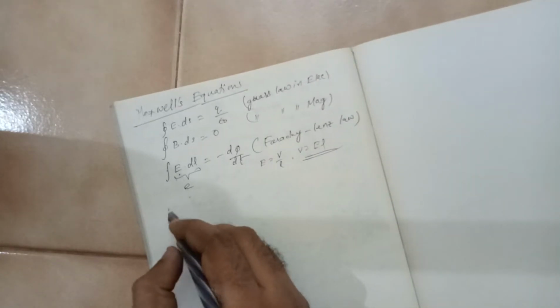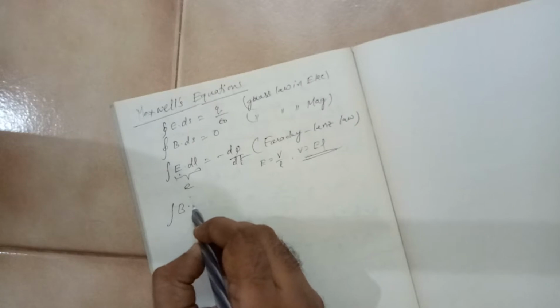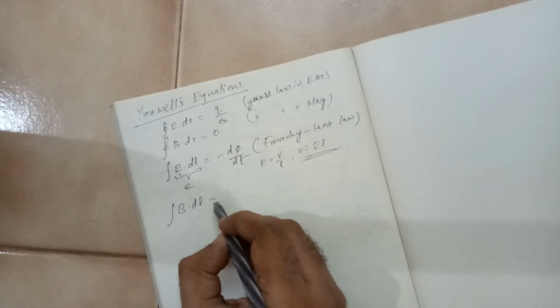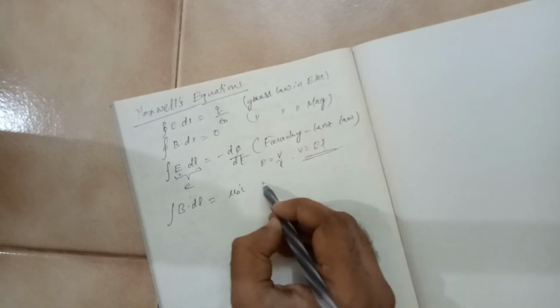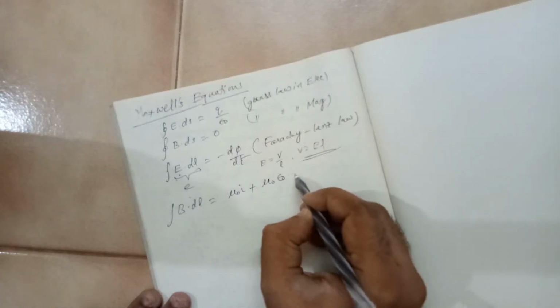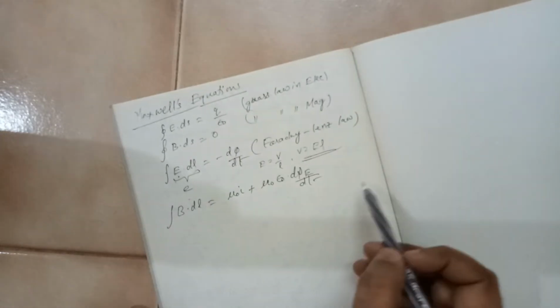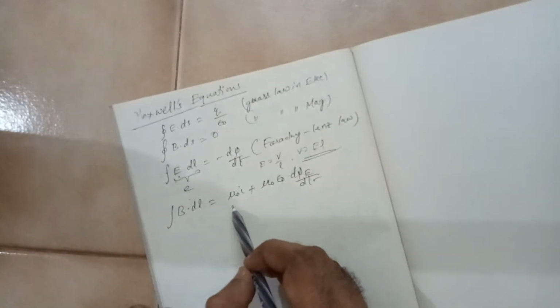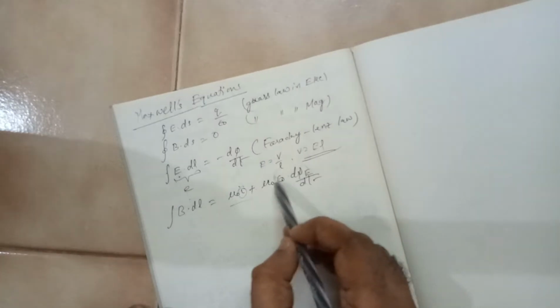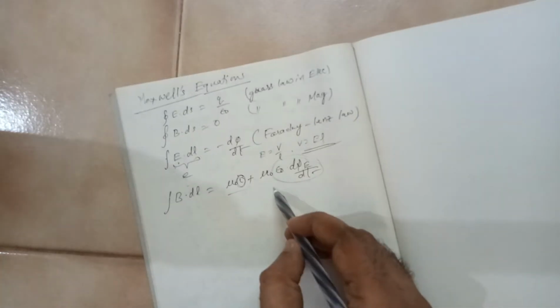And the final one, integration B dot dl is equal to mu naught I plus mu naught epsilon naught d phi E by dt. This is what we have seen yesterday. This is the conduction current, and this is the displacement current. So in these four equations, Maxwell's contribution was only this part.